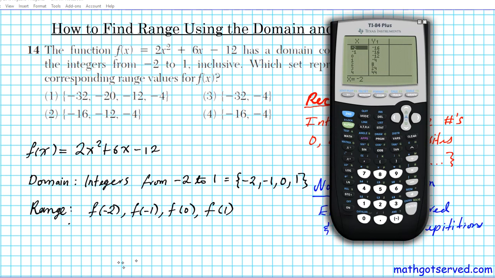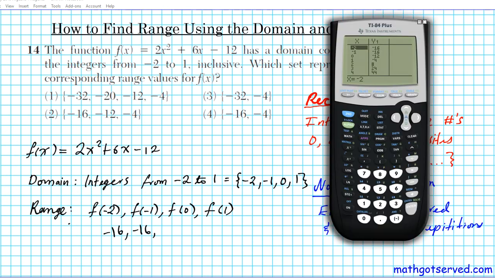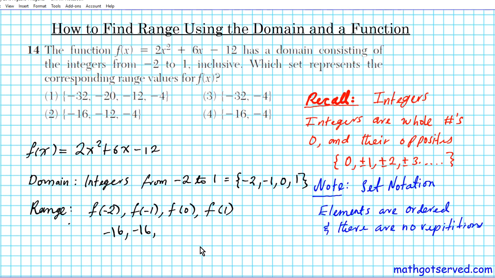So let's write that down. We have -16, -16, and what was the other one again? Let's see. -12 and -4. Alright, negative 12 and negative 4.